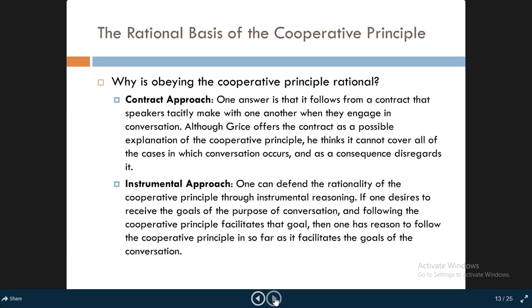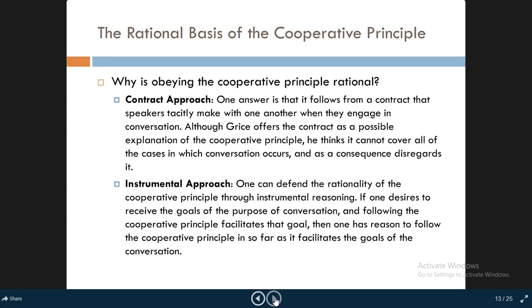The rational basis of the cooperative principle. Why is obeying the cooperative principle rational? The first one is the contract approach. One answer is that it follows from a contract that speakers tacitly make with one another when they engage in conversation. Although Grice offers the contract as a possible explanation of the cooperative principle, he thinks it cannot cover all of the cases in which conversation occurs, and as a consequence disregards it.